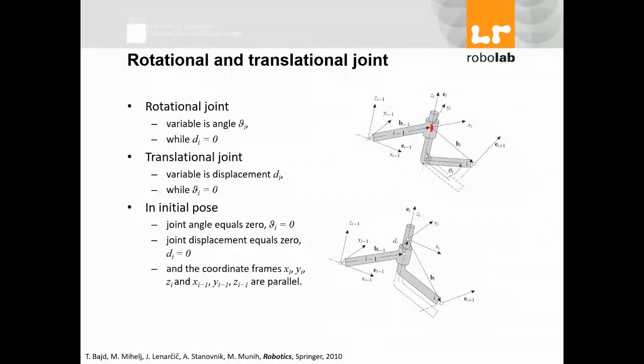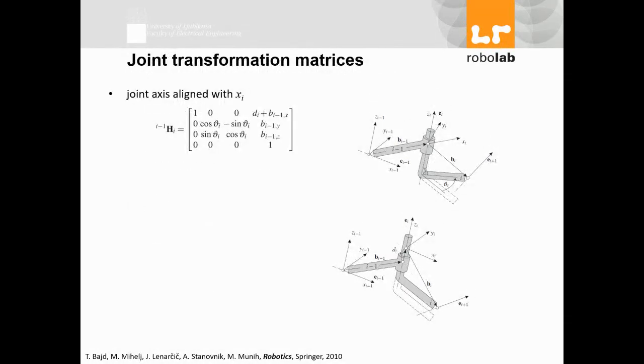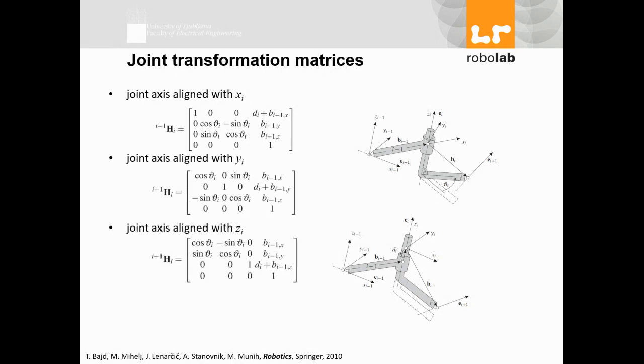Any questions so far? I'm just preparing to give you another, simpler way to write the equations. Joint axis aligned with x. Joint axis aligned with y. Joint axis aligned with z. So if your joint axis is aligned with x, it means your displacement will be in the direction of x.